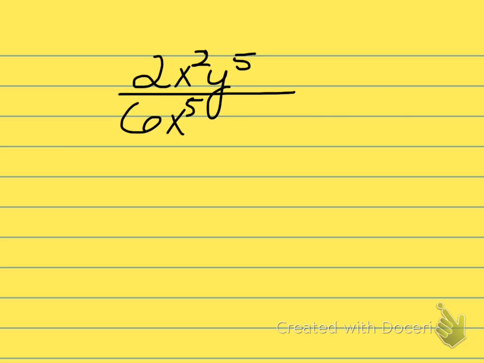The quotient rule deals with problems that look like this. Let's say we have 2x squared y to the 5th over 6x to the 5th y squared. I know I picked 5s and 2s, sorry about that. What you're being asked to do is simplify. That's pretty much what we're always being asked to do. The explanation of the rule is a little confusing in my opinion, so I'll show you a very simple way to understand what's happening, and then I'll tell you the trick.